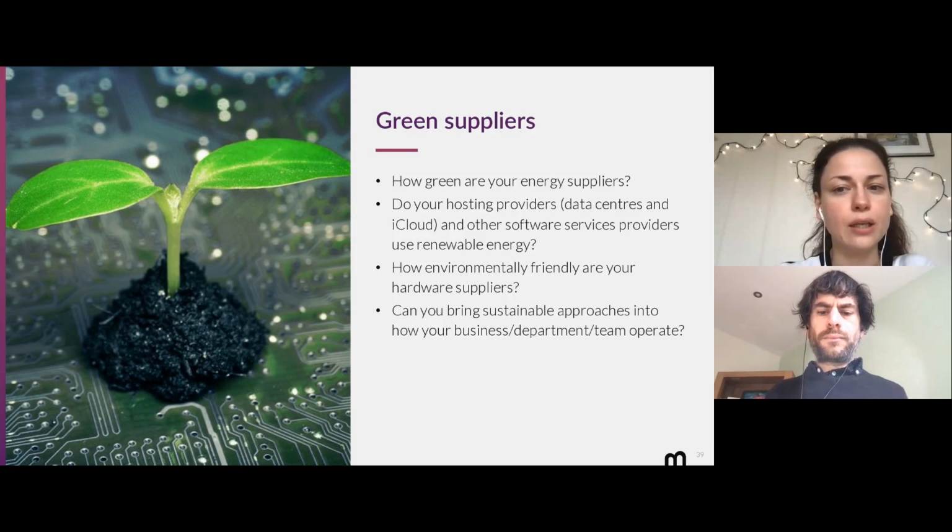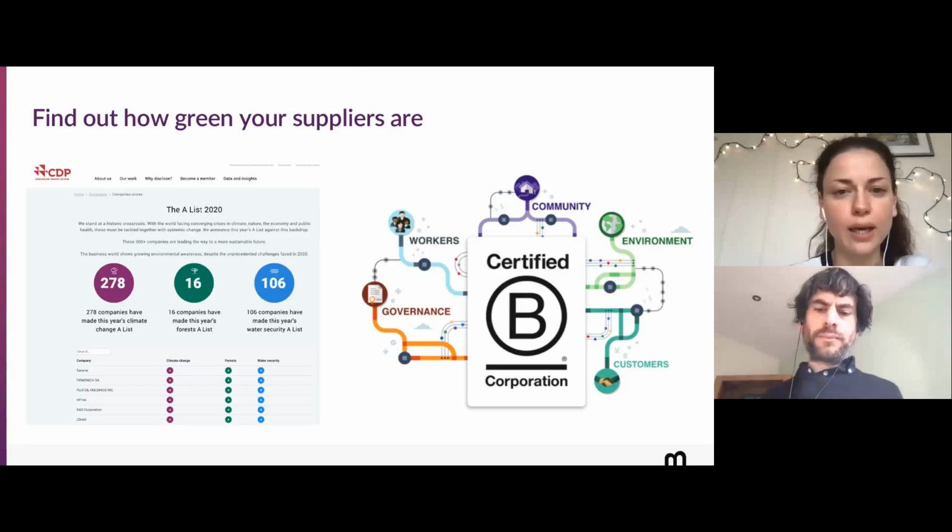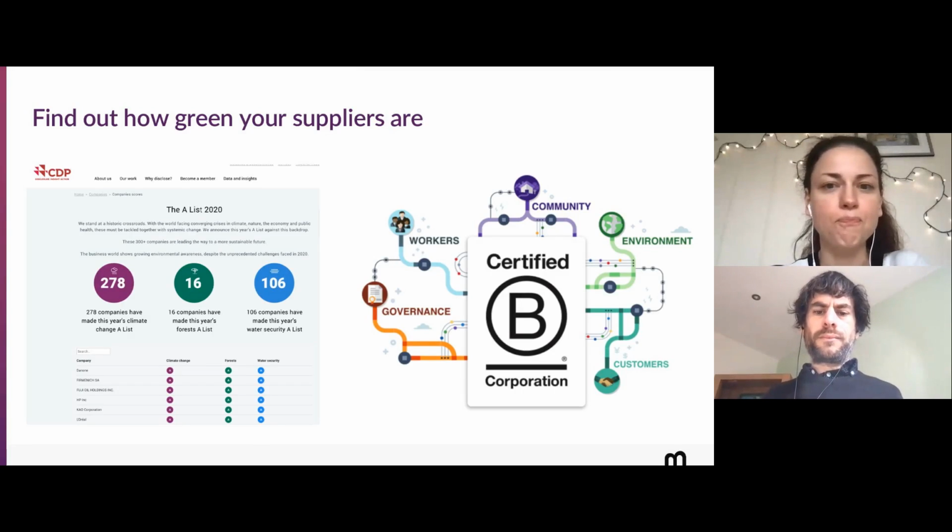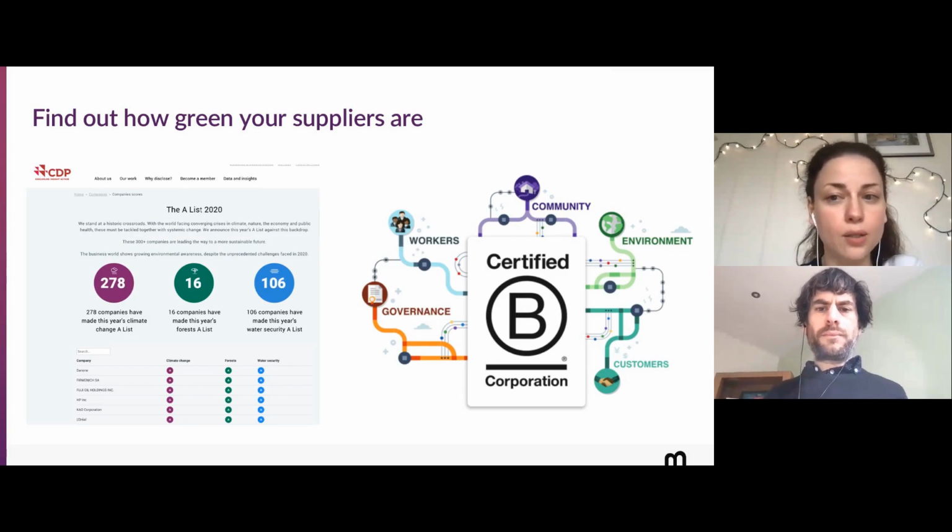How environmentally friendly are your hardware suppliers? And can you bring any sustainable approaches into how your business department team operates? So these are all different levels that you can look at. And to find out how green your suppliers are, software, hardware, you can head to these resources and these lists like CDP A list and certified B corporations, and check and choose the ones that use renewable energy.